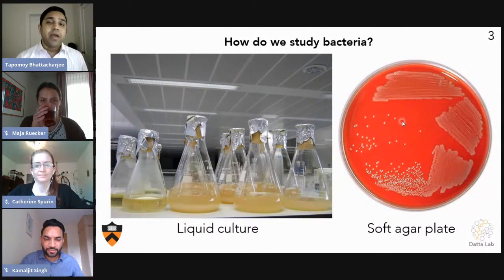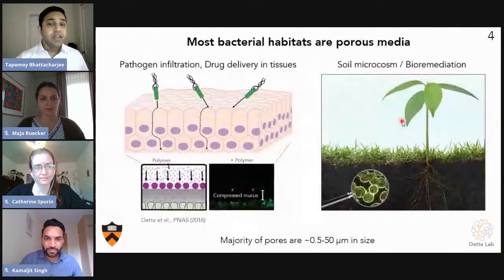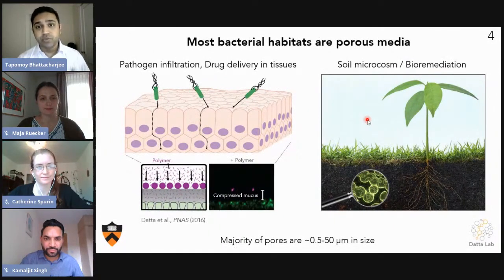But if you think about the places where bacteria live, in many physiologically relevant and environmentally relevant situations, bacteria live in complex porous environments. For example, they live in our gut mucus, in our intertissue pores. In the environment, they live in soil and sediments, subsurface formations. These are all complex porous environments.